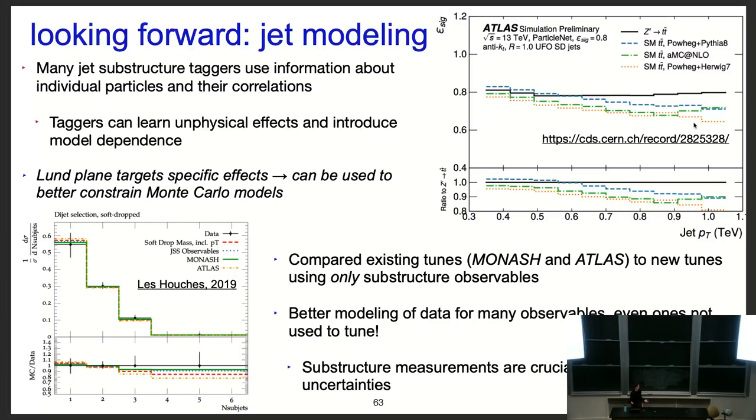Maybe the optimization you did isn't actually going to give you the same performance in data. So by making measurements like the Lund plane, where we are really sensitive to specific effects, we can use this as better inputs to tuning our Monte Carlo predictions. And I won't go through this here, but we did some toy studies of trying to create some tunes with substructure measurements to see if we could get some improvements out of these.